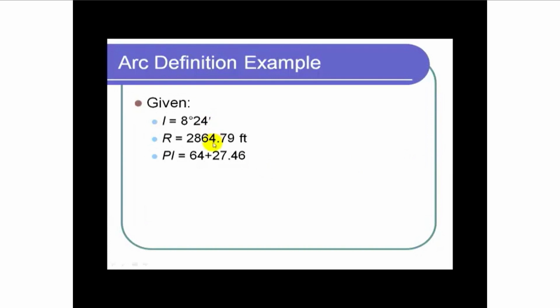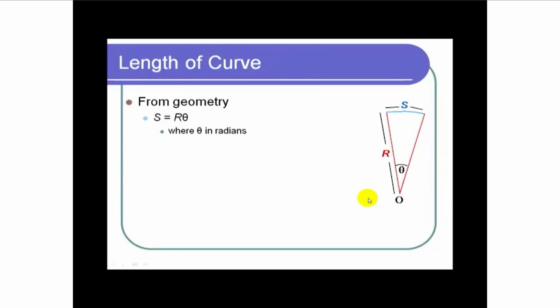I've got three things given: the stationing of the PI, the intersection angle, and the radius. What I want to find is the length of the curve, the tangent lengths, the long chord length, the external and middle ordinate lengths, PC, and the PT. So let's look at the geometry here.